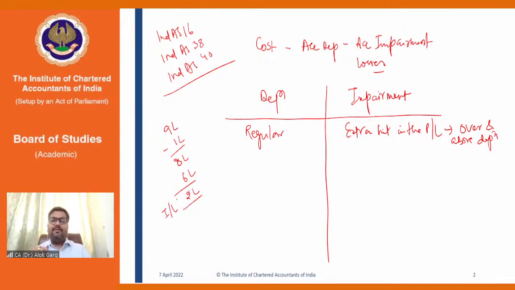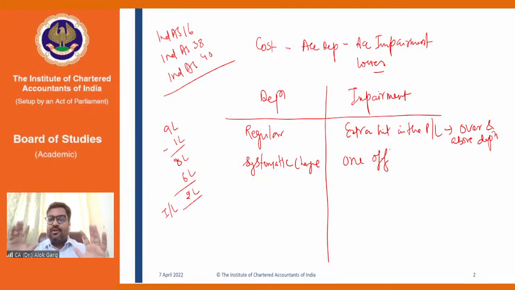Just think about this. Depreciation is a systematic consumption. Depreciation is a systematic charge. Systematic charge means every year 1 lakh rupees. But when I talk about impairment, it is one-off. It is not a systematic charge. You are not able to identify that in this year 2 lakh impairment is there, and in the next year 2 lakh impairment will still be there. So this cannot be predictable, right? But depreciation is a systematic charge, right?